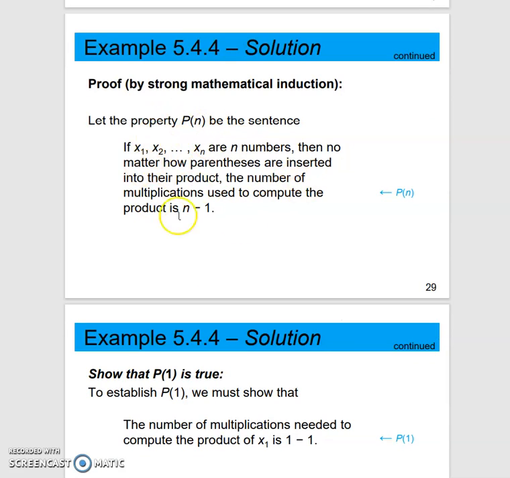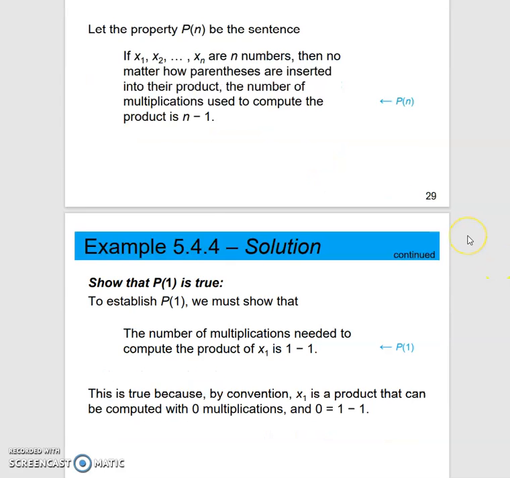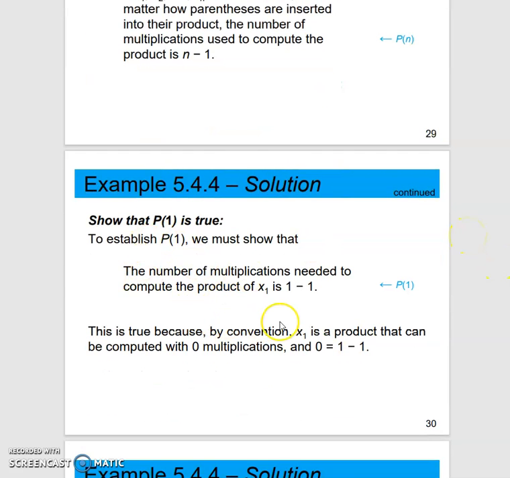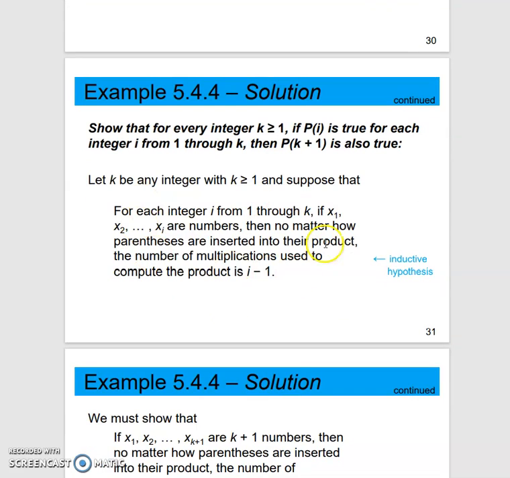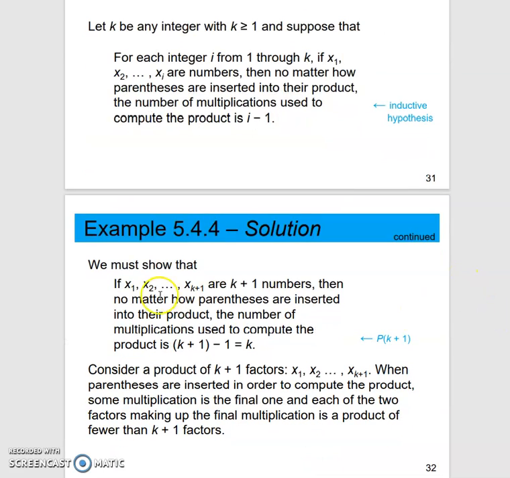So again, our property is a fairly large statement, so we're going to have to be a little bit careful with it. But our basis step 1, well, the number of multiplications needed to multiply 1 is 1 minus 1. In other words, 0. I don't have any multiplication, I already have my answer. Here is my inductive hypothesis. So again, I'm going all the way from 1 to k. I am assuming it works for all of them. And again, here is my clear statement of the k plus 1 term that I would like to eventually get to.